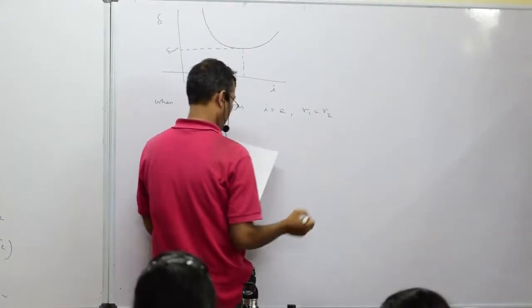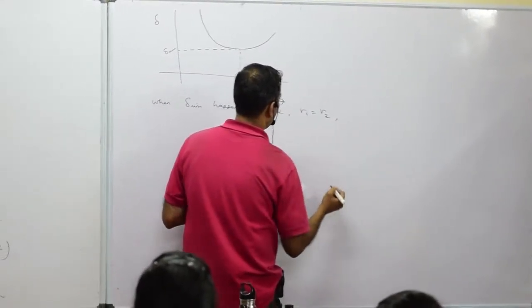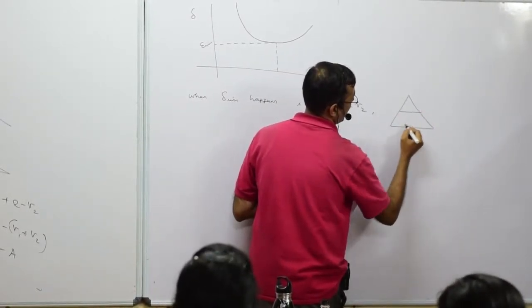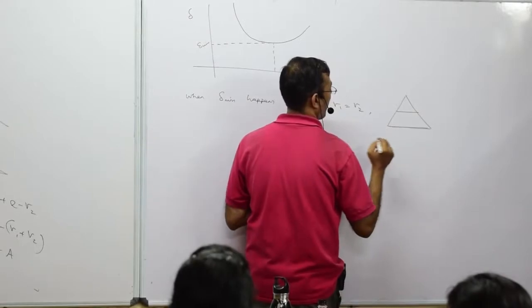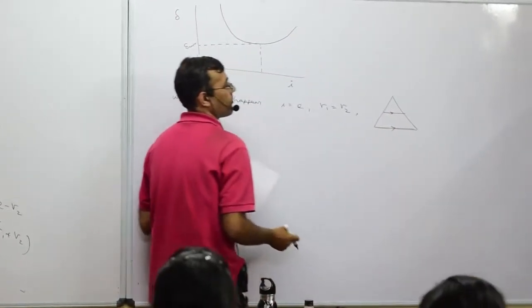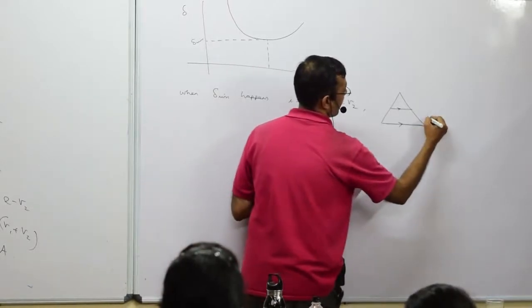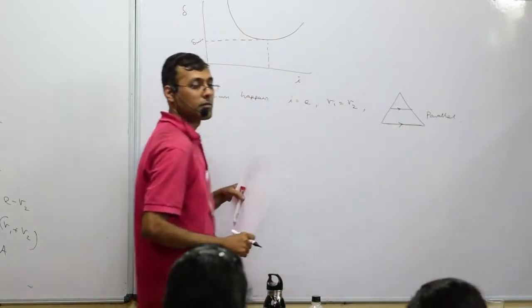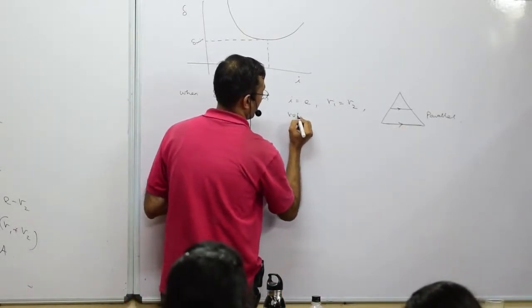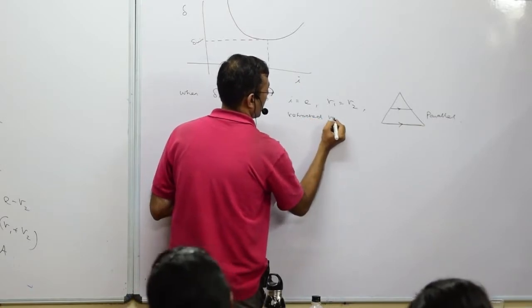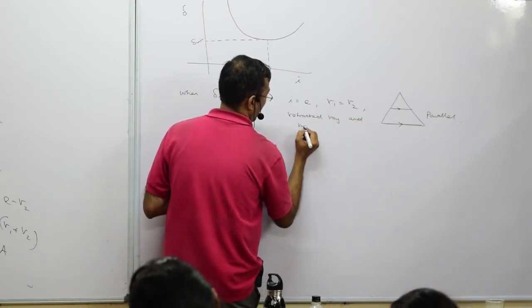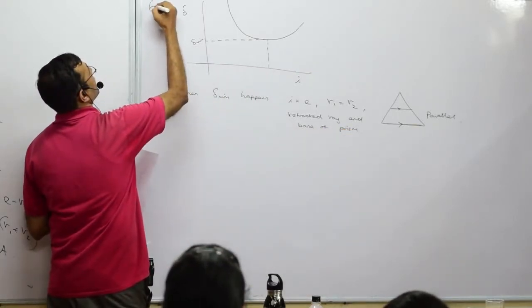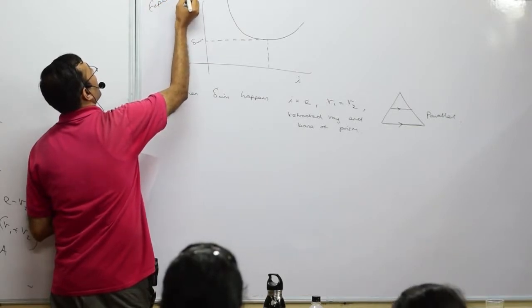R1 is equal to R2, and this line will be parallel to this. So this line and this line are parallel, right? The refracted ray and the base of the prism will be parallel. Refracted ray and base of prism. So take it down as an experimental result.